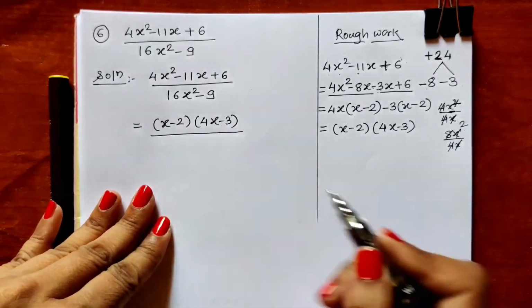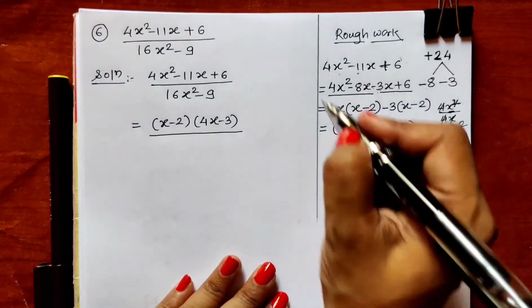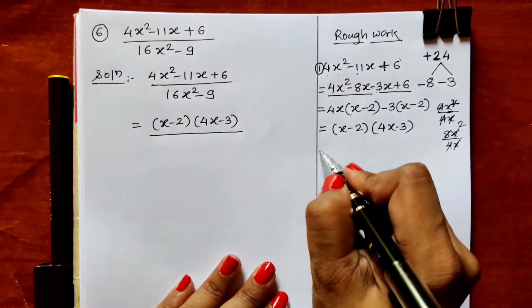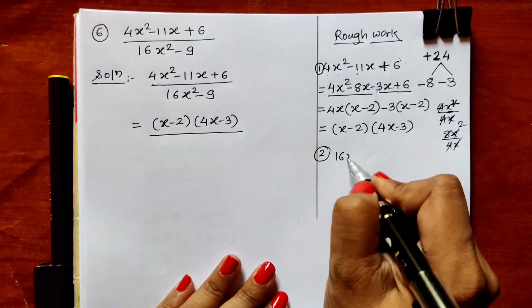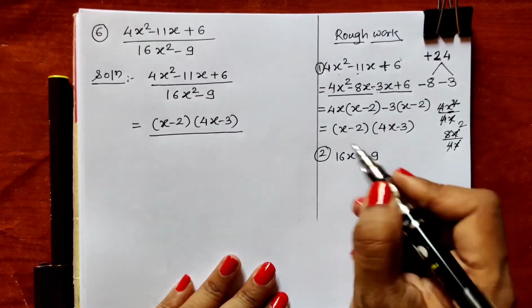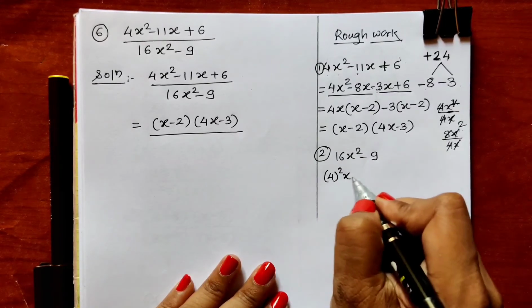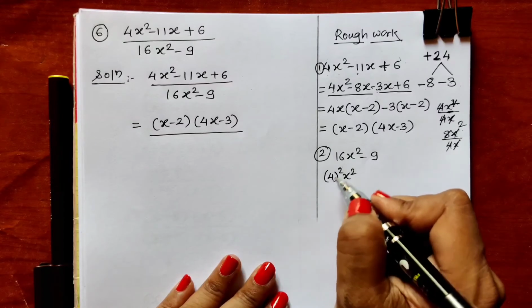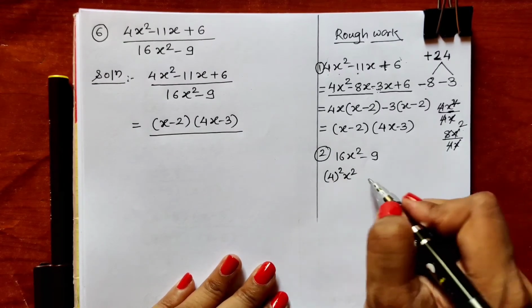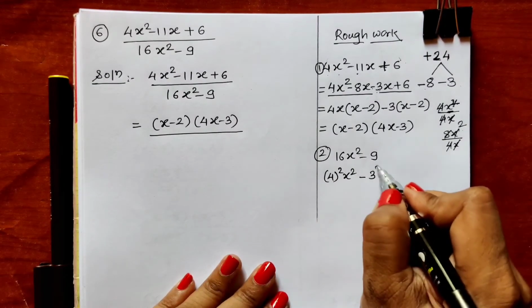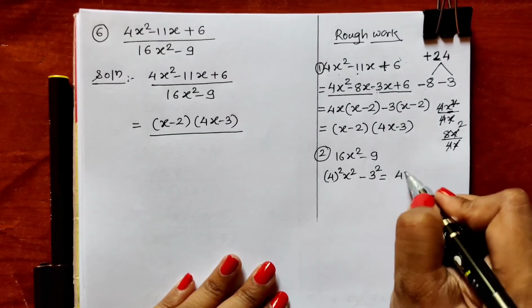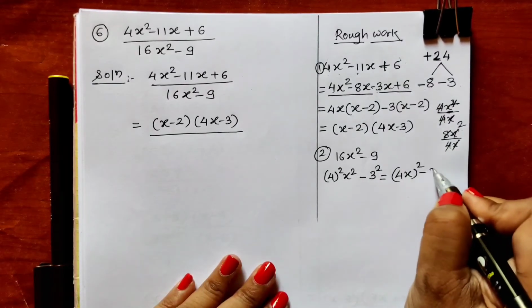Now down in the denominator, this was our first expression, now we have 16x square minus 9. This 16x square can be written as 4 square into x square. We all know 16 is the square of 4 and 9 is the square of 3. That means it is 4x square minus 3 square.